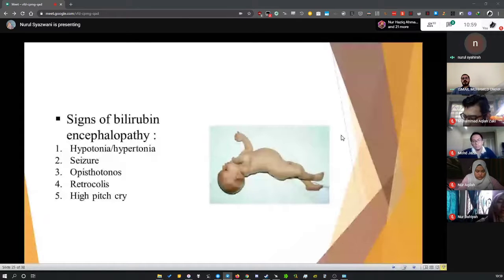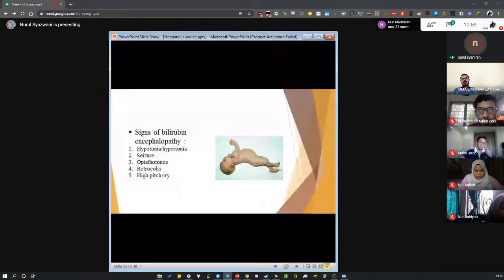Okay, this one is the signs of bilirubin encephalopathy. The baby may have hypotonia or hypertonia, seizure, tetanus-like posture as shown in the picture, retrocollis, as well as a high pitch cry.